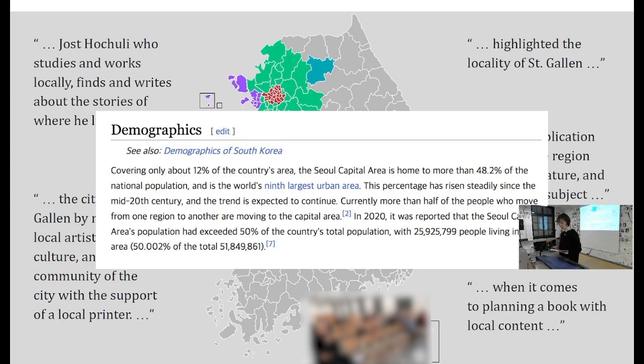So only 12% of the whole country's area, but 50% of the population is living in this small area. So this is unprecedented in the world, and it's a very Korean phenomenon as well. So why is this happening?